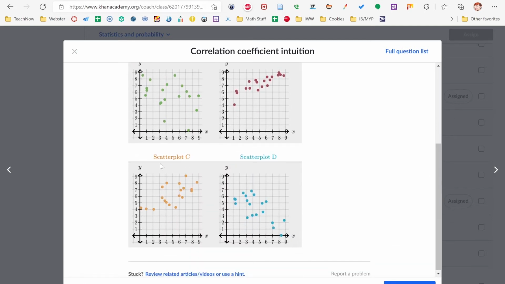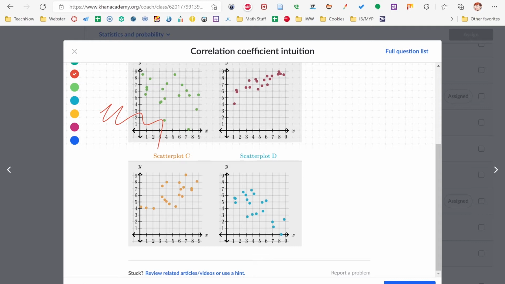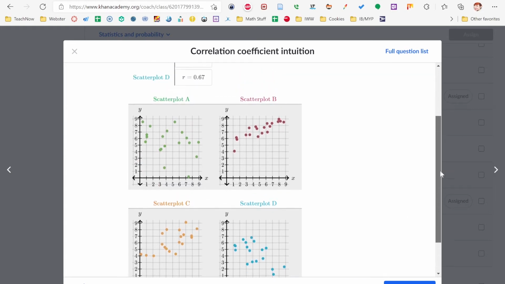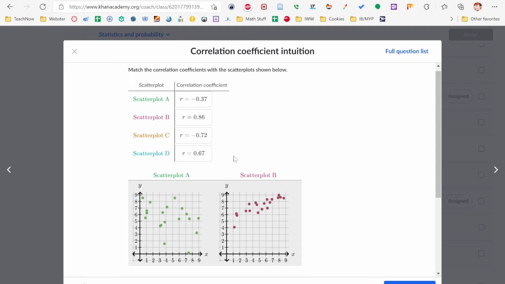Scrolling down, scatterplot C. Again, I would say it's going uphill. It's a larger area, that's the width of the dots, but they're going uphill. So I would say that is going to be a positive number, but certainly closer to 0, not a very high number. So here I would say it's 0.67.